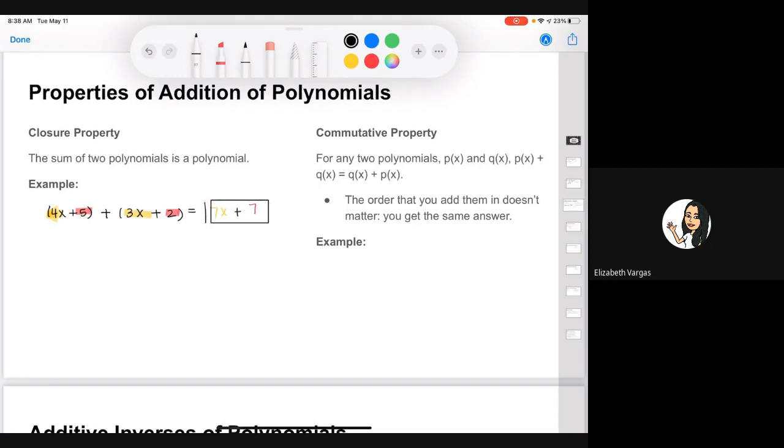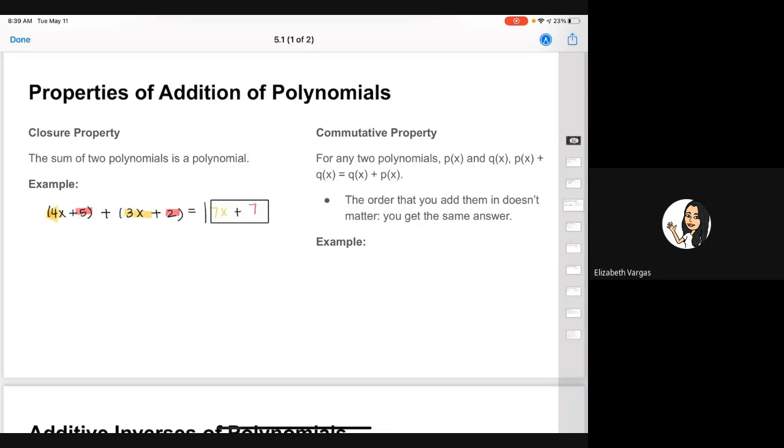What my closure property tells me is that if I have two polynomials being added together, polynomials are basically just equations that have more than one term. So this one has a 4x and a whole number, that's more than one term. This one has 3x and a whole number, so that's more than one term. So I have two polynomials added together, and my resulting equation will be a polynomial as well. I have 7x plus, I have a variable with an x, and then I have a whole number as well. Okay, so that is the closure property.